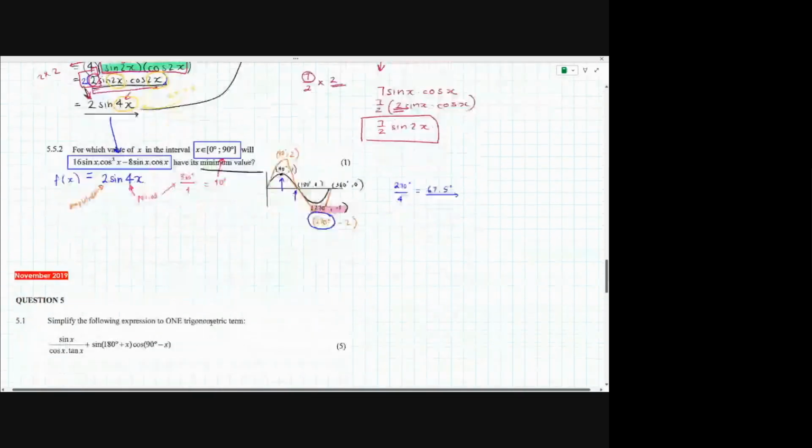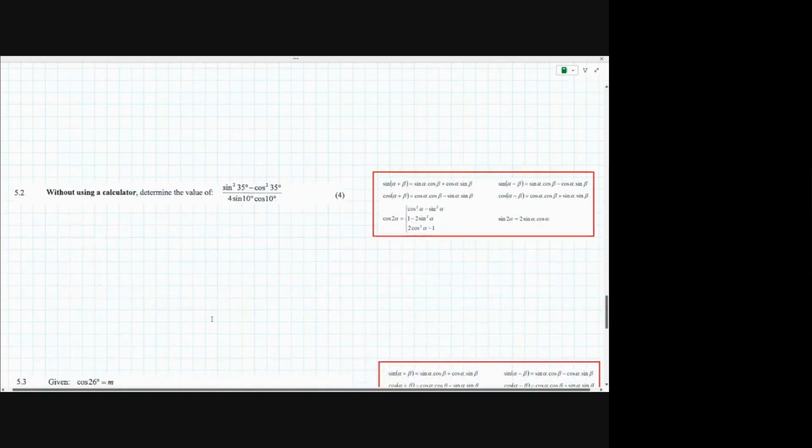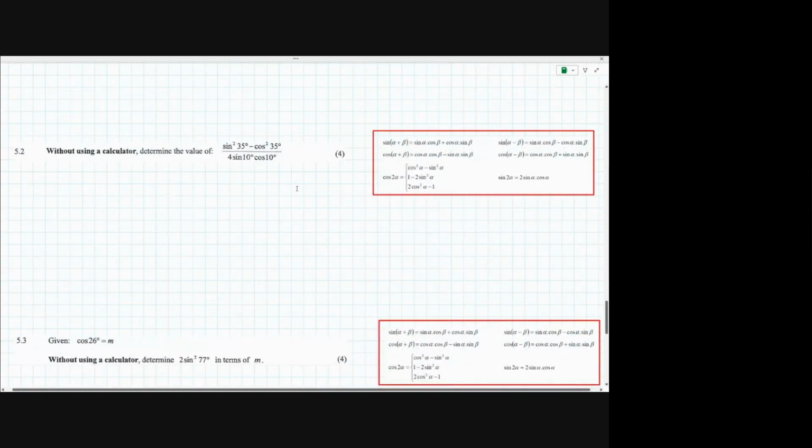Right, so this next one is from November 2019, but I'm going to skip to this question over here, 5.2, just because it's one that relies solely on co-ratios. And again, I know that co-ratios aren't necessarily always our favorite thing in the world. All right, so it says, without using a calculator, determine the value of sine squared 35 minus cos squared 35, divided by 4 sine 10 cos 10.